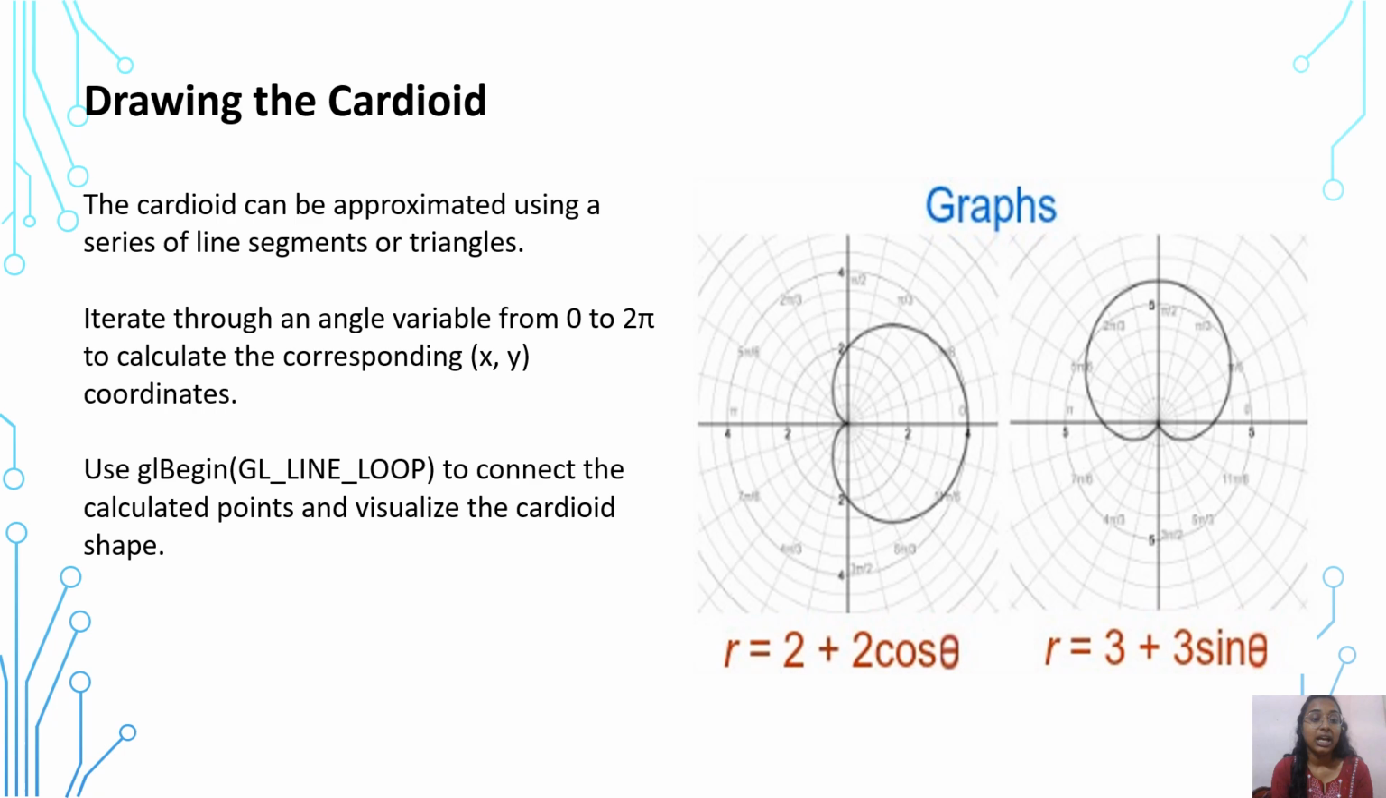Drawing a cardioid. A cardioid can be drawn approximately using a series of line segments or triangles, iterating the angle variable from 0 to 2 pi to calculate the corresponding x, y coordinates. Use GL_BEGIN with GL_LINE_LOOP to connect the calculated points and visualize the cardioid shape. There are two examples of the cardioid shapes.